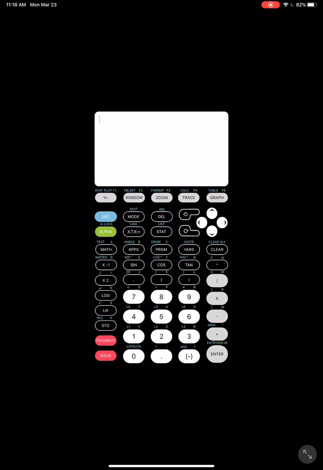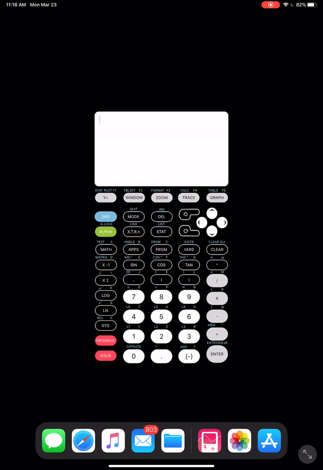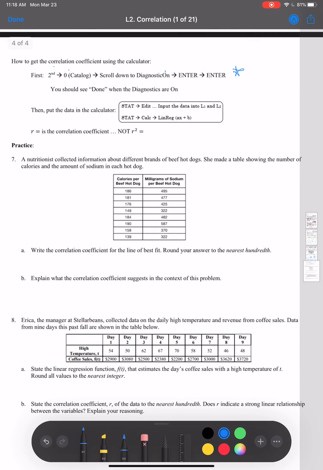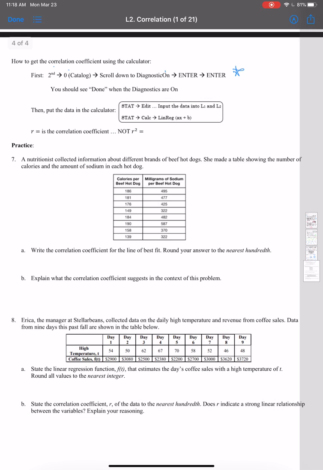It's possible that mine, this calculator, is already set, so I'll have to figure that out after. So hopefully diagnostics are on. If not, I'll have to help you guys with that as it comes about. Otherwise, we get the correlation coefficient the same way we get our linear regression equation, which was in the previous lesson.